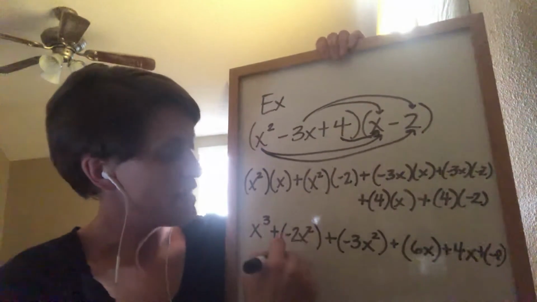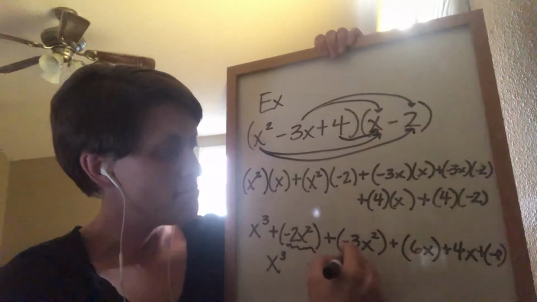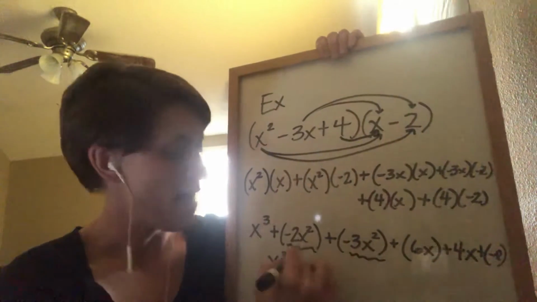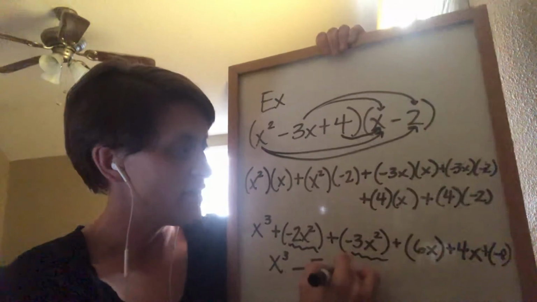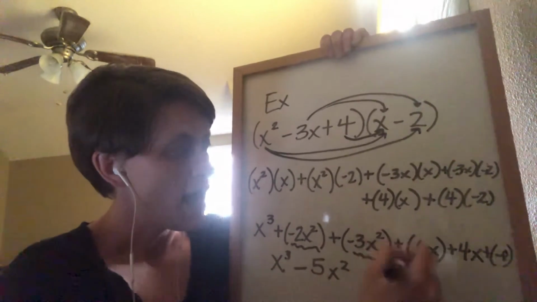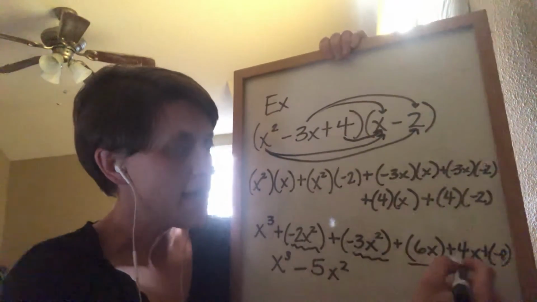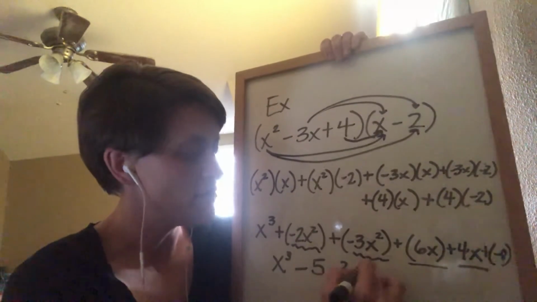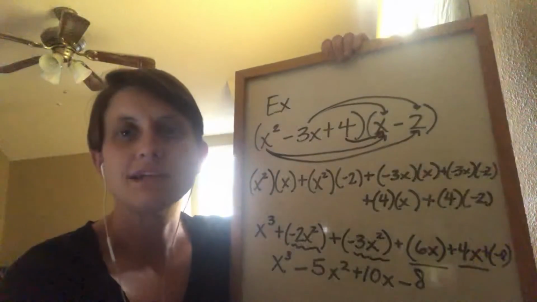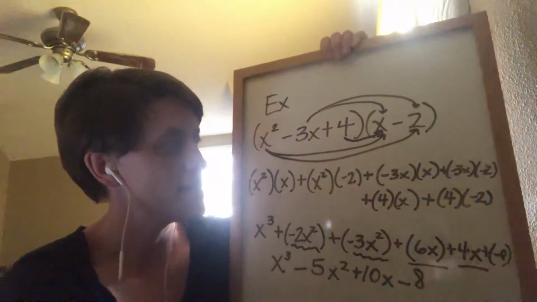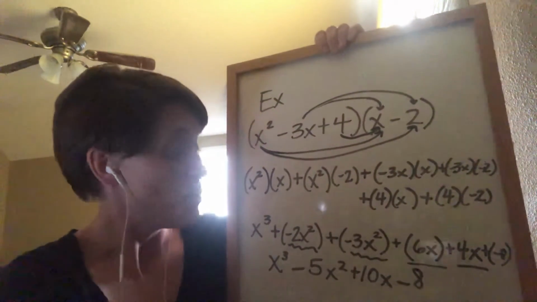All right, I have a minus 2x squared and a minus 3x squared that match. Put together the coefficients, and I get minus 5x squared. I have a plus 6x and a plus 4x. That'll give me a plus 10x. And then finally, the minus 8 is our only constant there, so that one has to stay. And we're done. That's it.